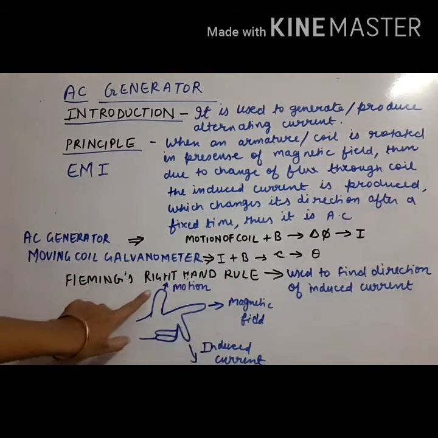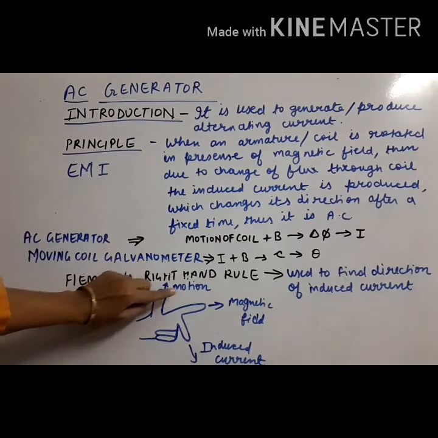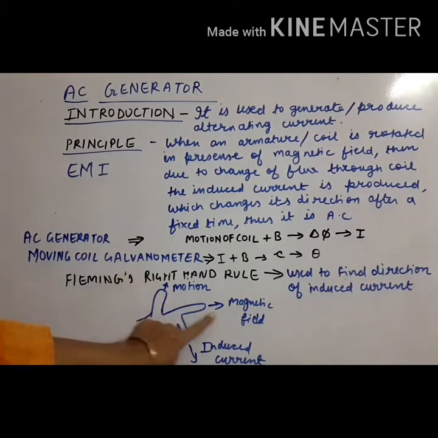Okay, so you can see in this diagram, if we use our right hand, then the thumb denotes motion of the conductor or the coil. The first finger denotes the field. We have to remember it, F to F: first finger, field. And then the central finger denotes the direction of induced current. So here again C to C is there: central finger, current.